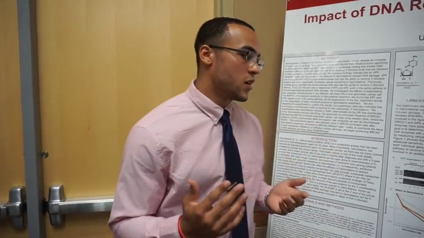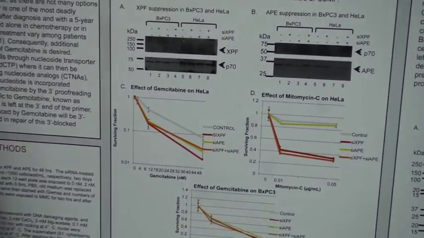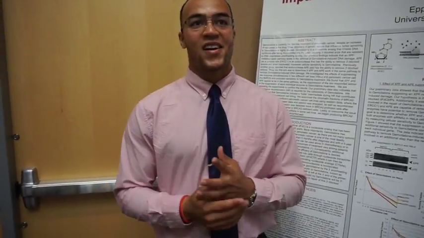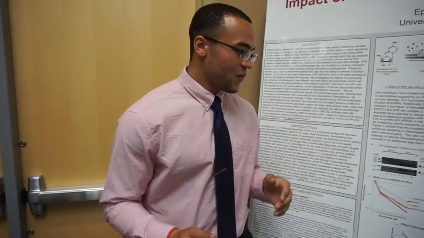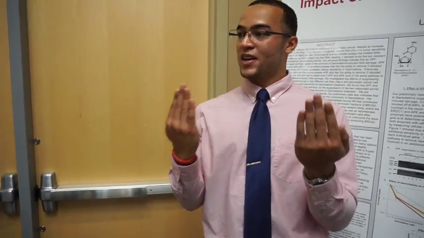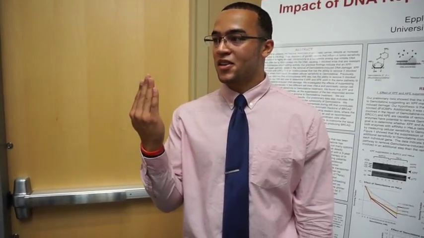That's what this is showing right here. We suppressed both of these proteins with siRNAs, which is kind of cool. I can tell you about that later if you want. So we have an XPF pathway and an APE pathway of fixing this gemcitabine-induced damage. If we knock out XPF, we still have the APE pathway, so our cell survival should still be fairly okay. But if they're in the same pathway, then knocking out just one is not great.